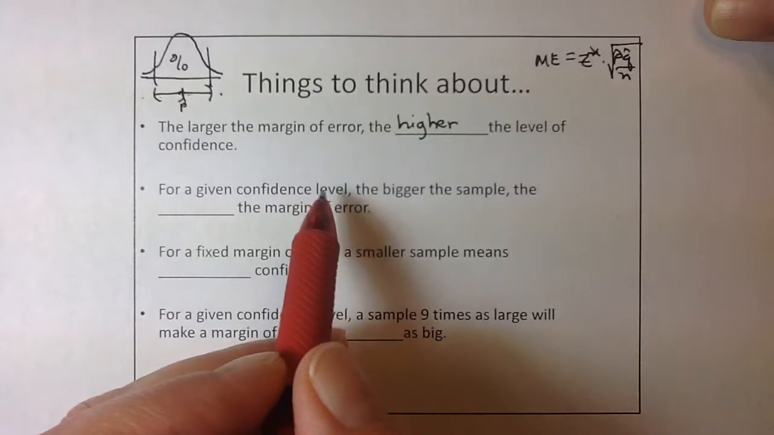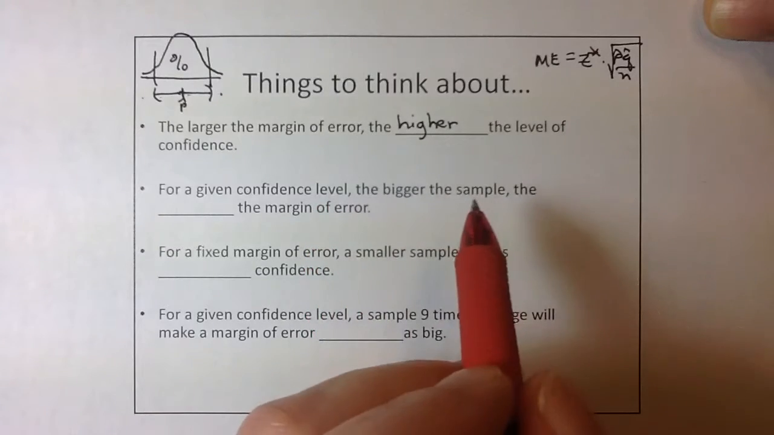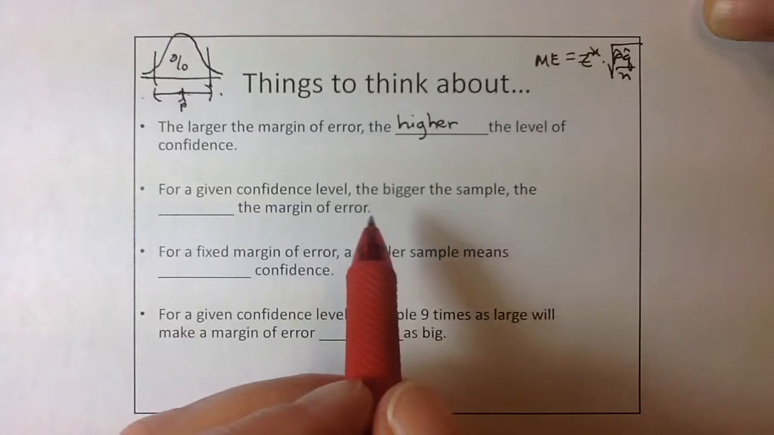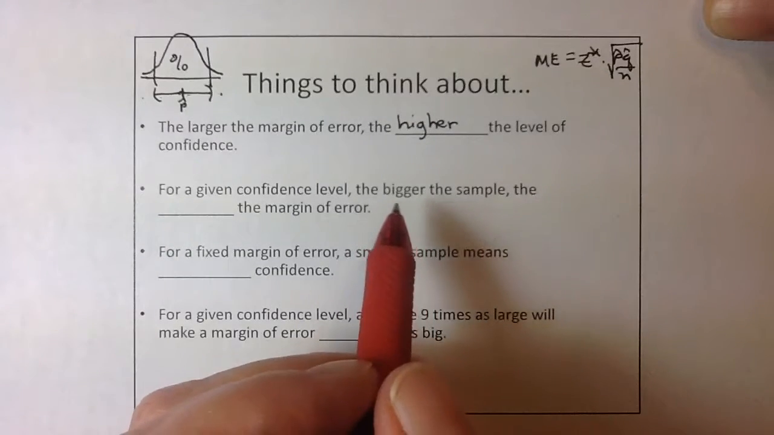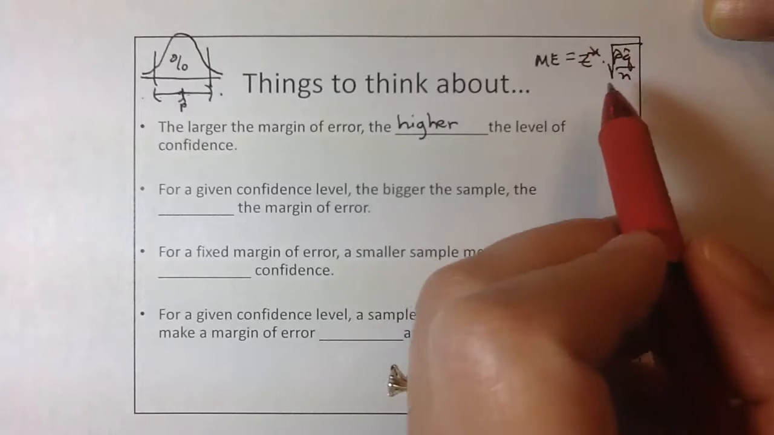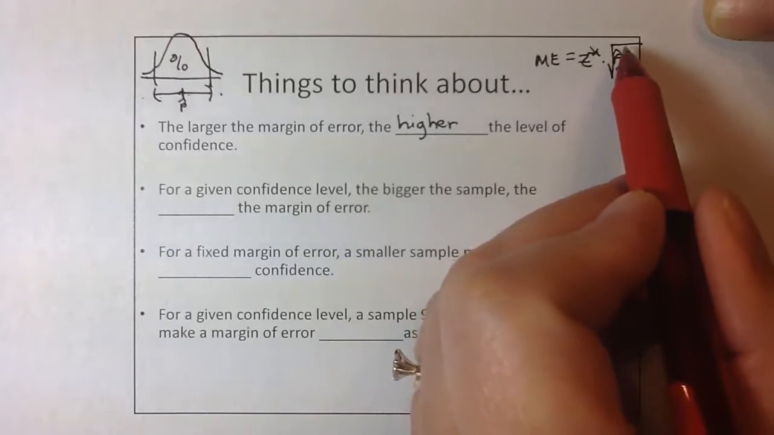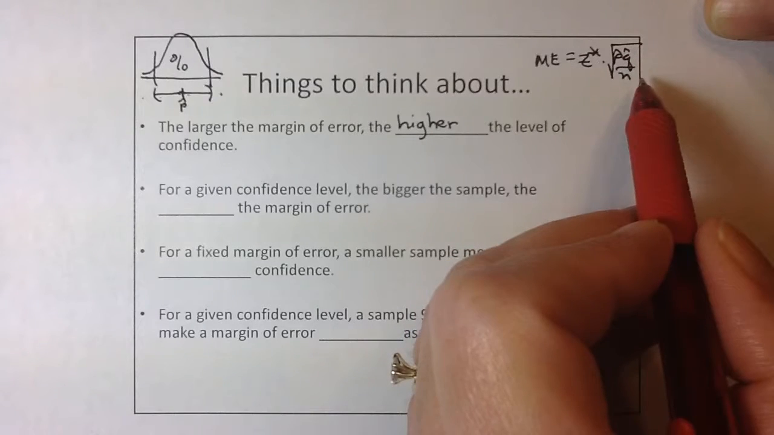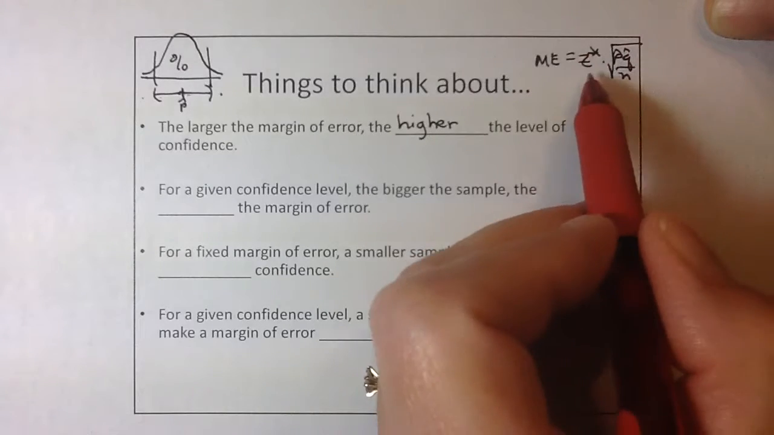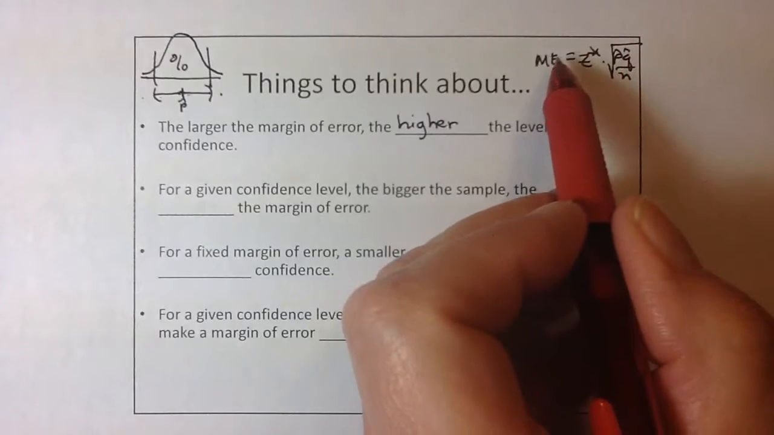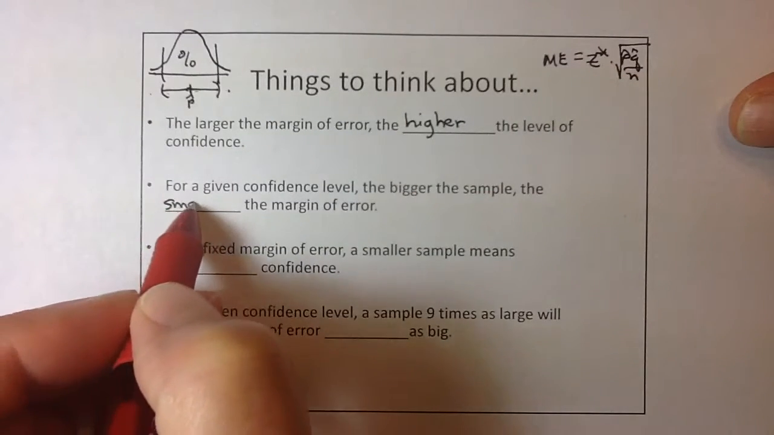For a given confidence level, so if Z star is fixed, the bigger the sample, the blank the margin of error. We know that a bigger sample gives us a smaller standard error, smaller standard deviation. From the equation perspective, a bigger sample means this denominator is bigger, which makes this overall fraction smaller. If we don't change Z star, then this entire right side of the equation gets smaller, so the margin of error gets smaller. So we get a smaller margin of error.